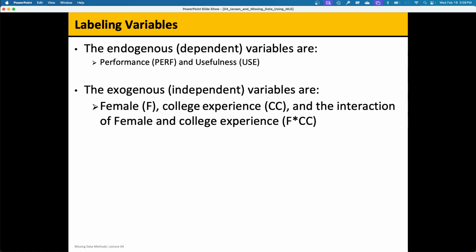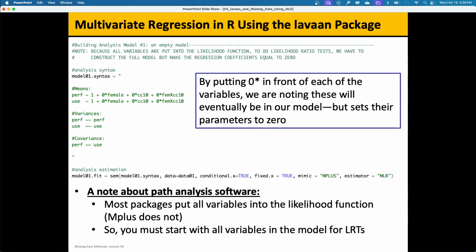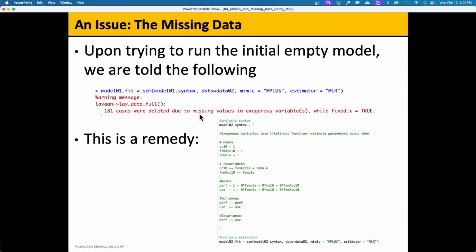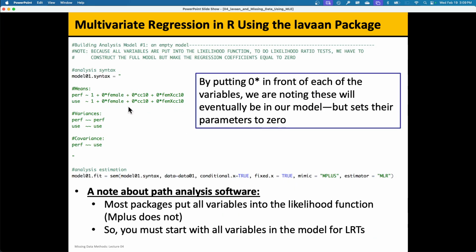It's R's version of the labels. So here, I'm going to show you that I plug this in. I started building this a little bit differently, but I've got syntax where I've got performance and usefulness. They are the regressions. I put 0 slopes on the female CC10 and female bi CC10.